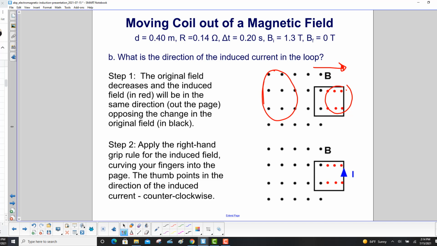Now apply the right-hand grip rule, where you're going to grab the right side here, and you want your fingers here out of the page. It's hard, I can't really draw this too well, but picture these fingers coming out of the page in the same direction as the magnetic field. Using your right hand, your thumb should be in this direction, which shows that the induced current is going counterclockwise.